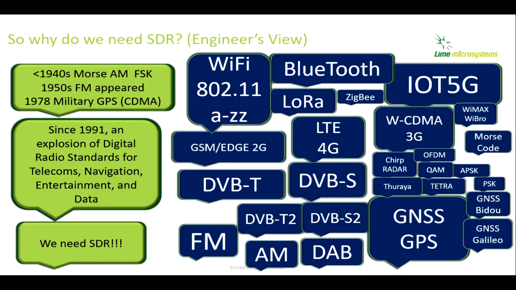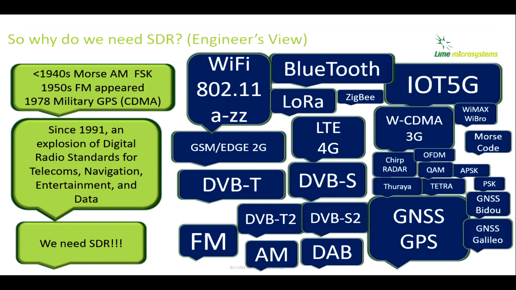So back in the 1940s, life was frightfully simple. You had three modulation schemes. You had Morse code, you had the BBC transmitting AM modulation for entertainment, and there was a little bit of frequency shift keying going on. And then in the 1950s, it started getting complicated. Someone invented FM, and obviously the transistor radio started taking off. And then about 1991, an explosion of radio standards took place on the back of the 2G GSM system that was released.